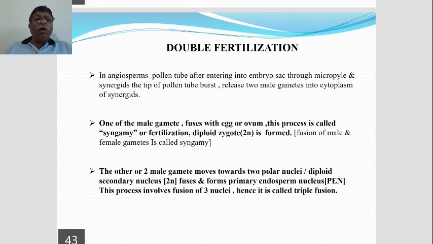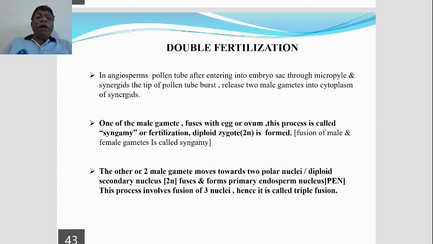This process is called syngamy. Syn means fuse. Gamy means gametes. The gametes are fused. This process is also called fertilization and produces a diploid zygote. This we call fertilization. The union of male and female gamete is called fertilization. Okay. After fertilization, the diploid zygote is formed.